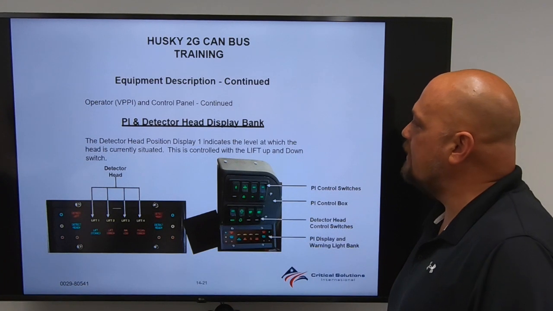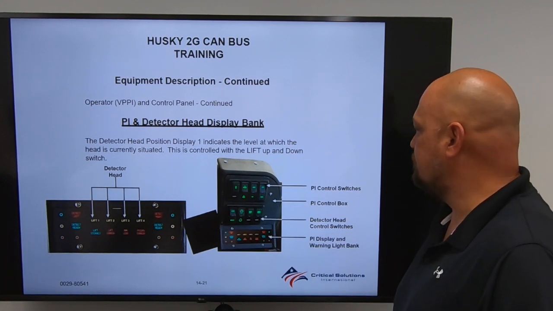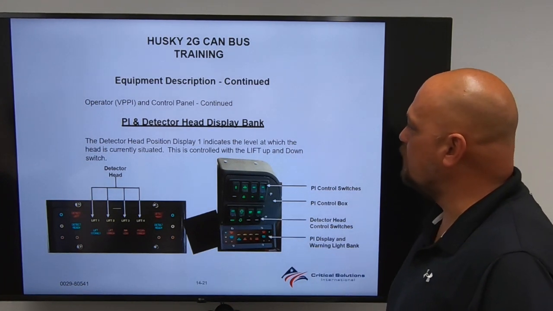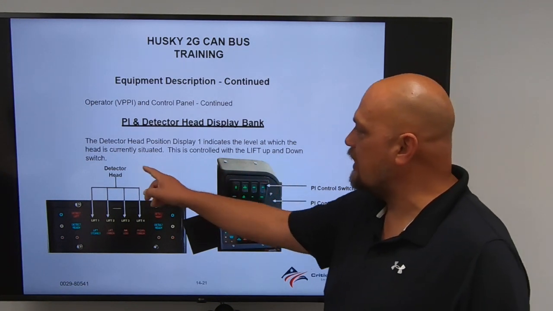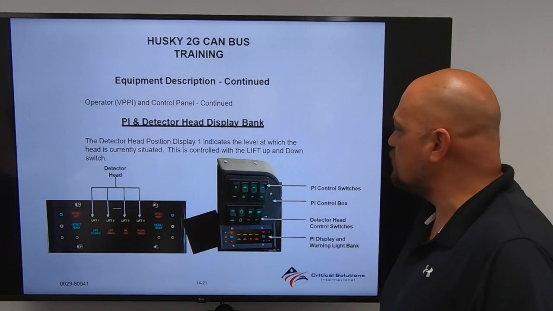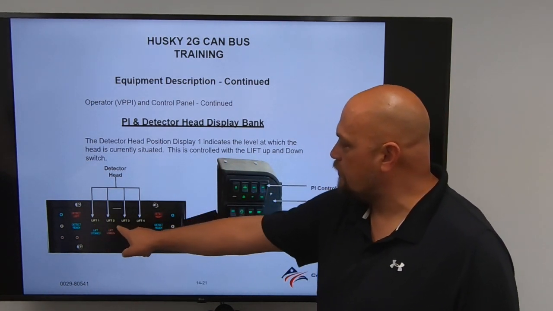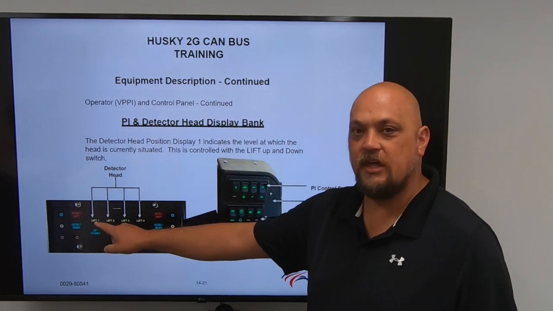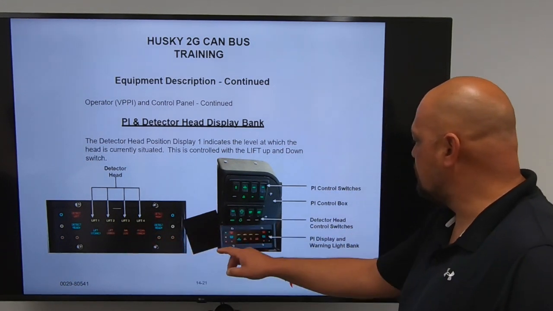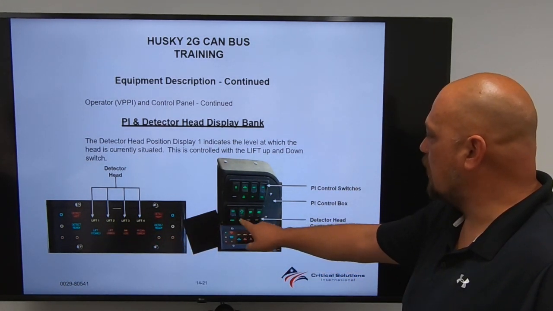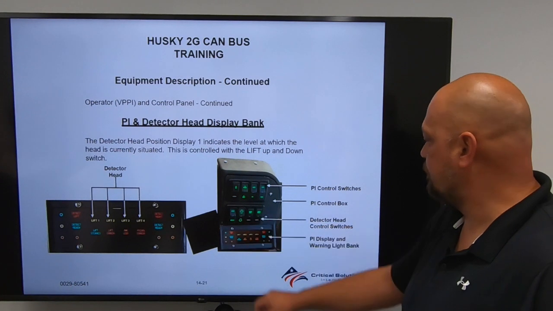PI detector head display bank. Detector head position display 1 indicates the level at which the head is currently situated. This is controlled with the lift up and down switch. Again, lift 1 through 4 indicates the position that your detector panels are in. This is controlled with your lift up and down buttons right here.